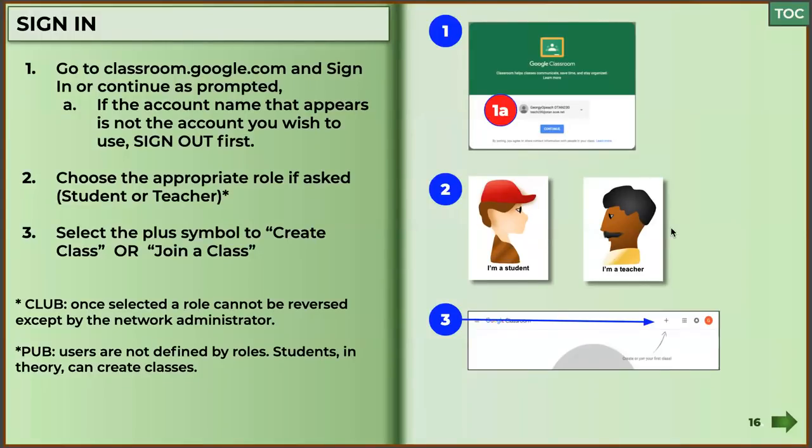So many times I've heard that adult learners need to understand which role they're going to be, because if they select teacher in a club, they aren't allowed to join your class. If you select student, because you like the little ball cap there, you aren't allowed to create a class. So make sure you choose the right role if you're prompted to do that. I don't think they do this on the pub anymore. They used to. I think this is strictly a club selection. So if you mistakenly choose student and you want to be a teacher, you're going to have to call your network administrator so that they can change your role for you.